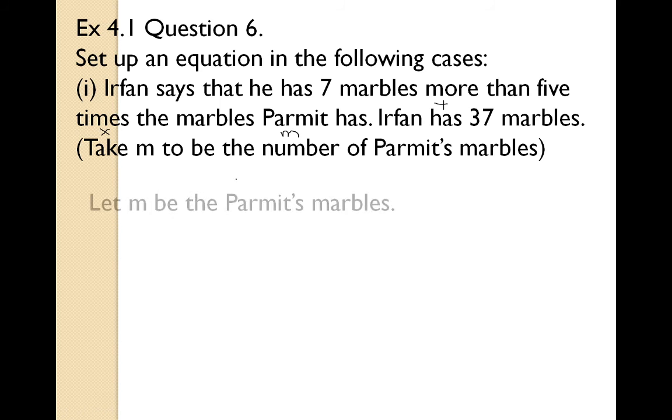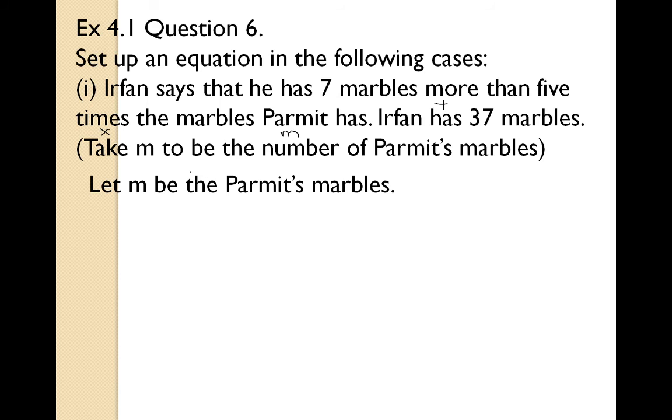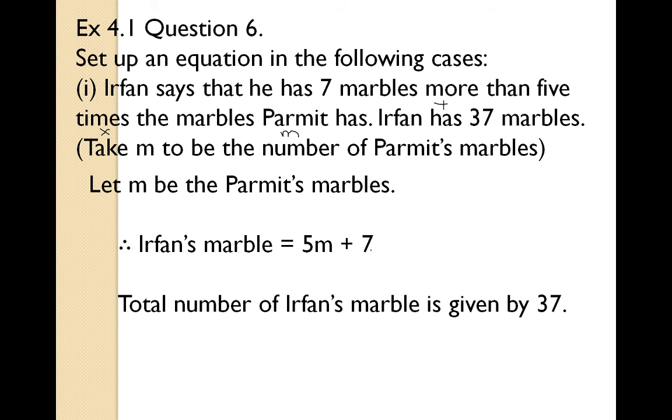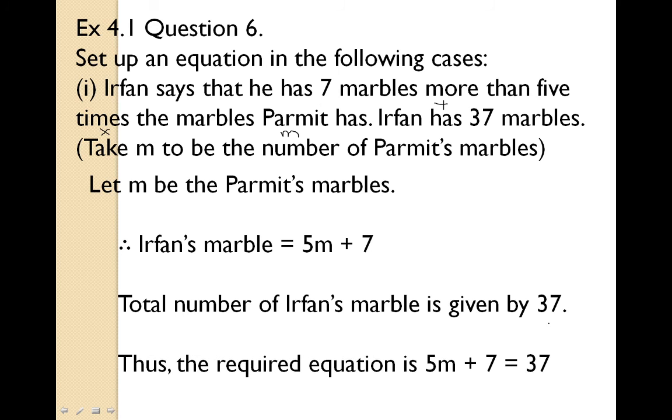So what will be our answer? Let M be Parmeet's marbles. So Irfan's marbles are 7 more, that means plus 7, and 5 times the marbles Parmeet has. So 5M plus 7. So the total number of Irfan's marbles is given by 37. So my equation is 5M plus 7 is equal to 37.